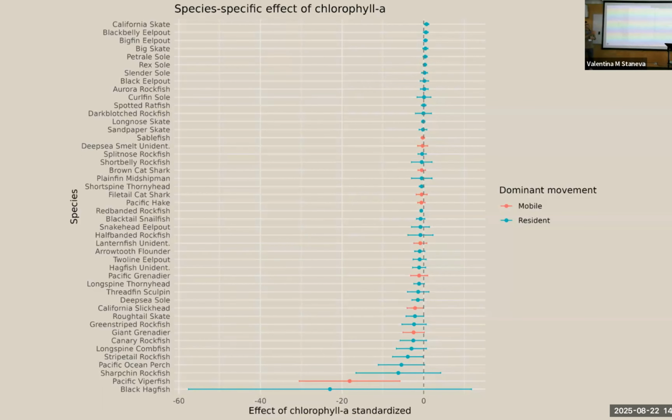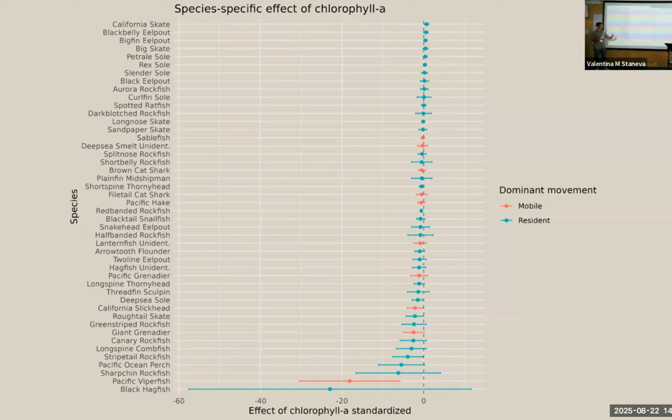And so here we have this plot, and each of these lines is a different species. And if these dots fall to the right of the line, then there's a positive impact on CPUE, and if they fall to the left, then there's a negative impact on CPUE. And you can see that all of these dots falling right on that 0 dashed line shows that there's a pretty low effect, just for this variable, for most of these species models.